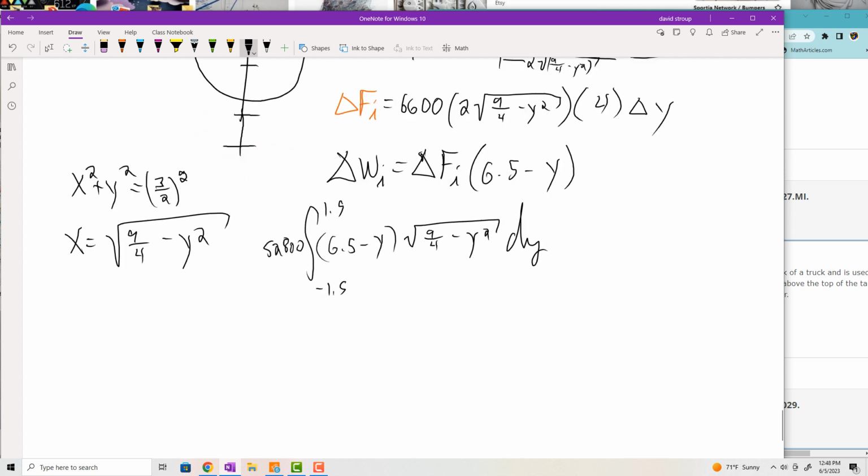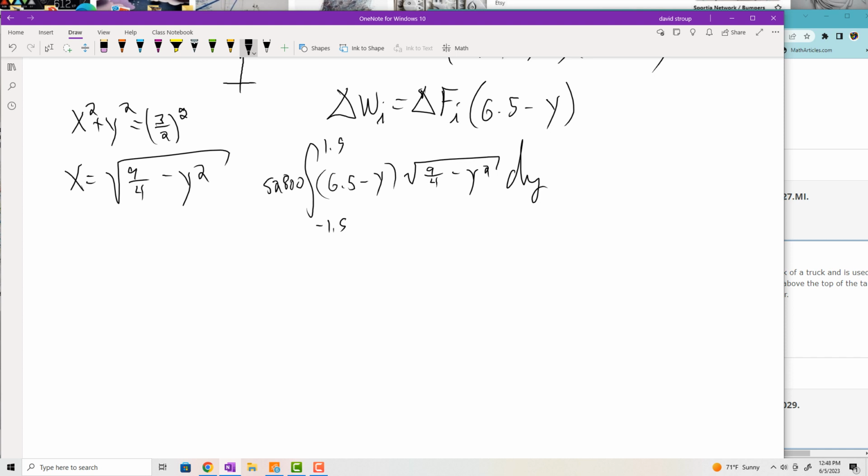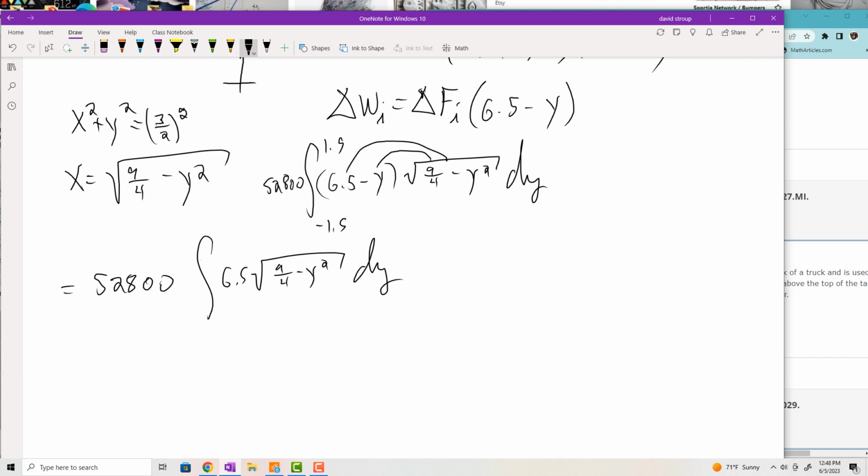And then this is one of those integrals where you have to use geometry to evaluate it. So it'd be 52,800 times, you want to distribute this, right? So you get 2 integrals there. You get 6.5 times the square root of 9/4 minus y squared dy, and you use geometry to figure that out, and then minus 52,800 times the integral of y times the square root of 9/4 minus y squared dy.